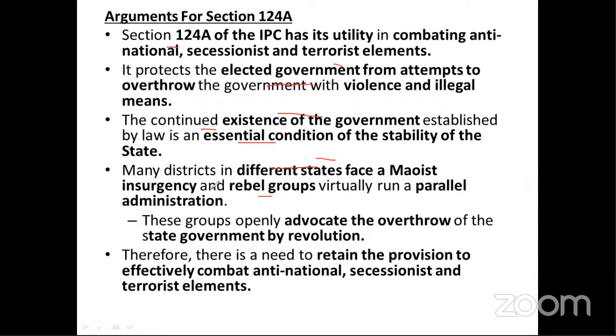So what is the parallel administration? You will see this concept most in Naxalism. We know very well this is called left-wing extremism. Many districts in different states face Maoist insurgency and rebel groups. These groups openly advocate the overthrow of the state government by revolution. The Naxalites' ideology is to make the masses not believe in the government. They want to convince village people to always raise their voice against the government.